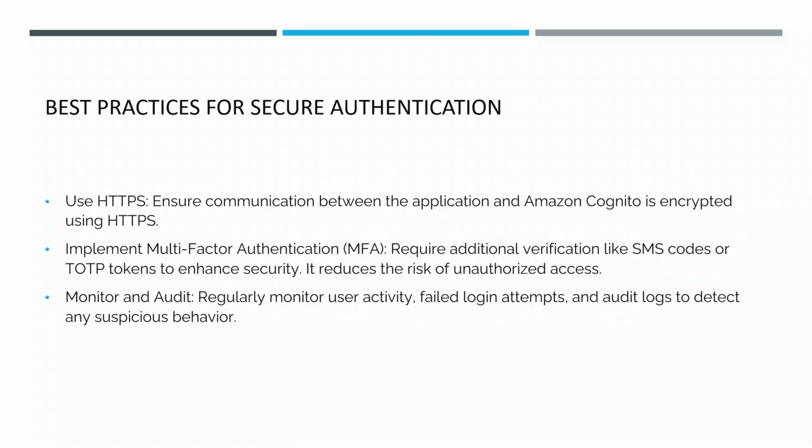At last, we see some best practices for secure authentication. First of all, use HTTPS. HTTPS is Hypertext Transfer Protocol Secure. It ensures communication between the application and Amazon Cognito is encrypted using HTTPS. So HTTPS has some important protocols to encrypt data for security reasons. So we use it.